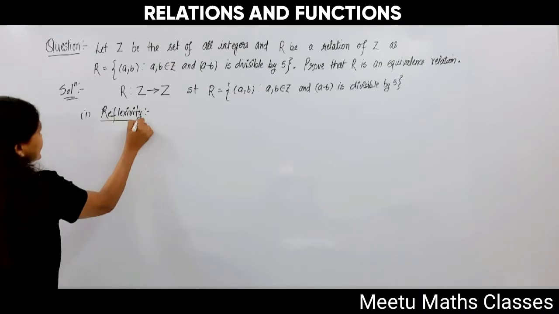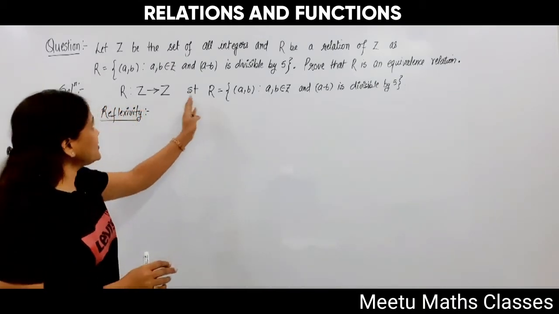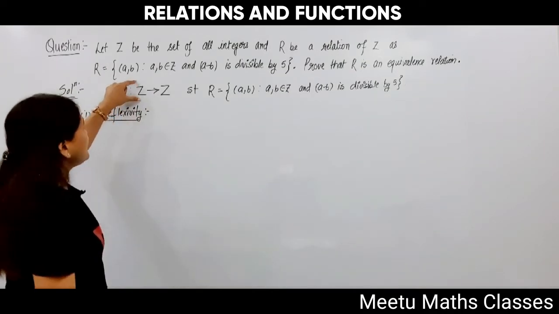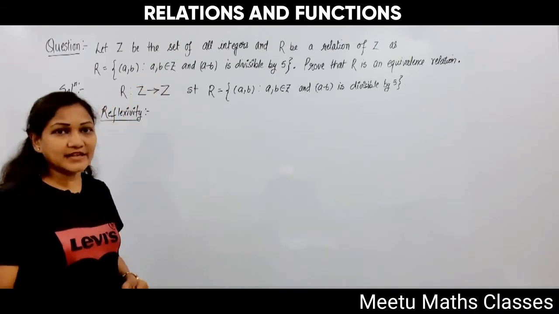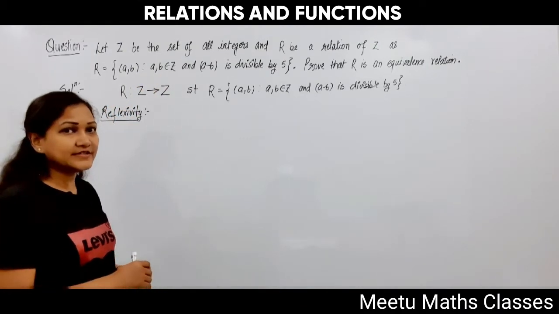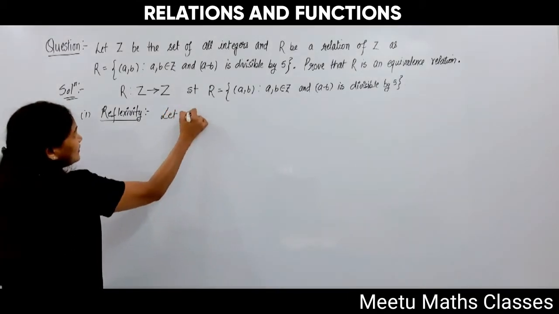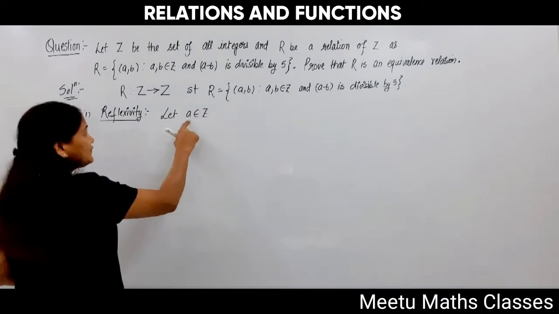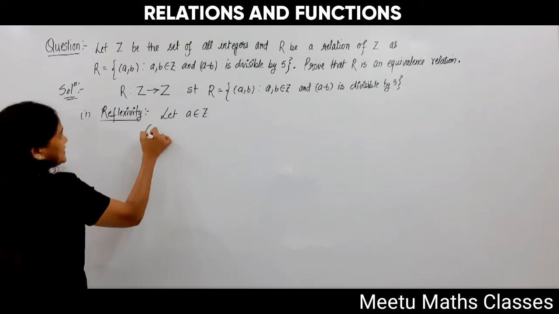Now for reflexivity, क्या होती है कि एक रिलेशन Z से Z तक डिफाइंड है, सो एवरी एलिमेंट, एवरी इंटीजर मस्ट बी रिलेटेड टू इटसेल्फ, देन अ रिलेशन इज कॉल्ड रिफ्लेक्सिव. So let us take an arbitrary integer a. Now we have to check whether a is related to a or not. Consider a minus a.